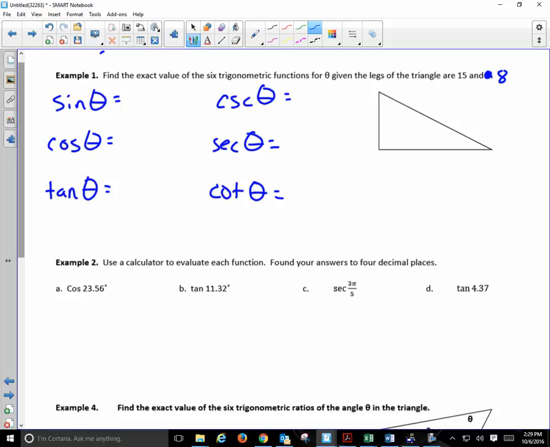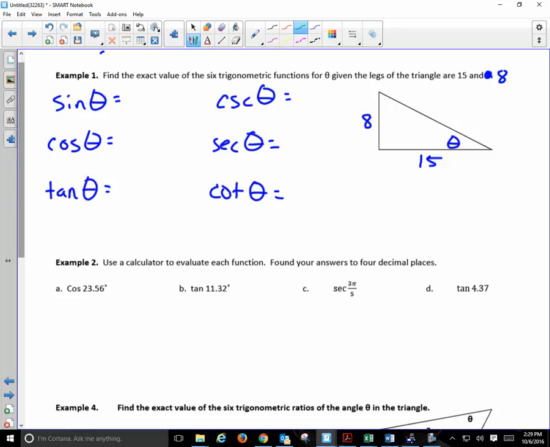So we're going to call this theta right here. Which leg would be 15 and which would be 8? What do you think? Will 8 be the tall one and 15 be the longer one? So if I want to write an expression for sine, sine is what in terms of opposite, adjacent, and hypotenuse? What is sine? Opposite over hypotenuse. Do we know the hypotenuse yet?